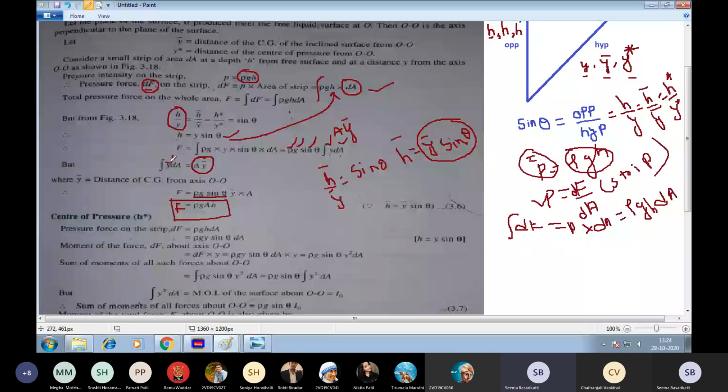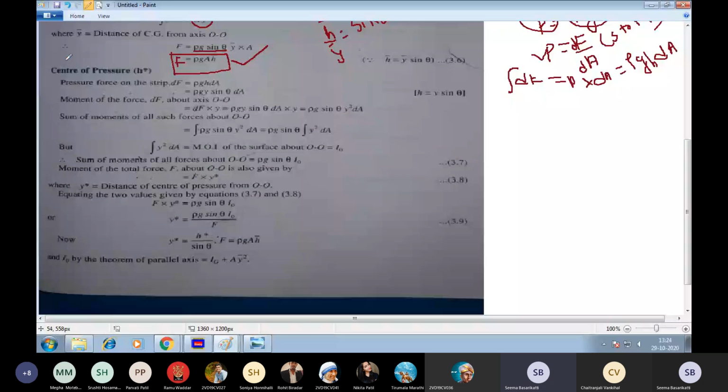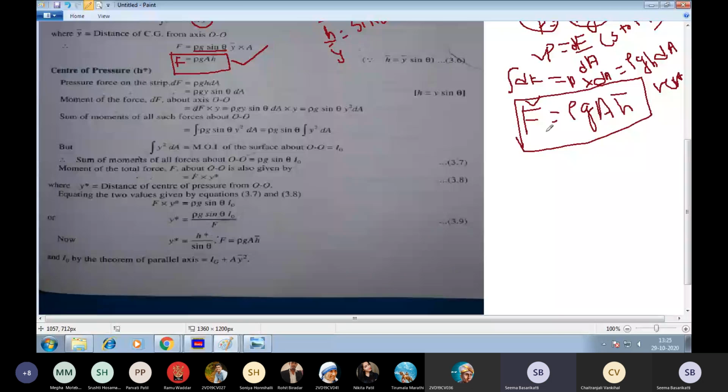Okay, F is equal to rho g A into h bar. So this is the equation to calculate the total pressure. Okay, next, let us identify the equation for the center of pressure. Now I have identified F as rho g A into h bar. What was the equation for F for the vertical condition? Please answer me. What was the equation for F for the vertical condition, for the first condition?